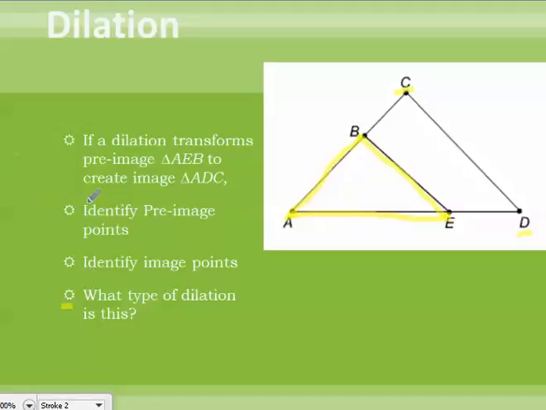Well, obviously, it gets bigger, so it is an expansion. Okay, it got bigger. If it gets bigger, it's an expansion. That means that my scale factor was greater than 1. Right? Because if the scale factor is greater than 1, it gets bigger.